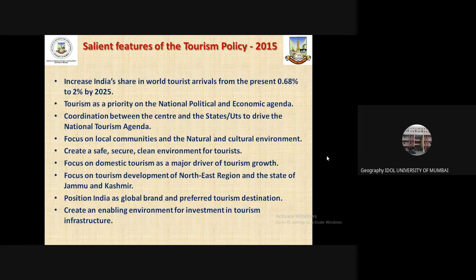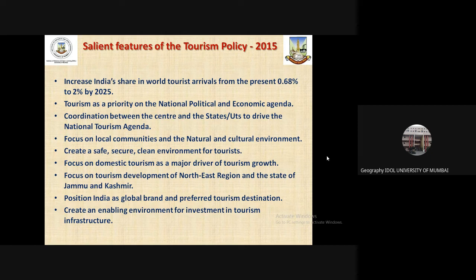In 2015, the new tourism policy was introduced, and the objective was to increase India's share of world tourist arrivals from 0.68% to 2% by 2025. Tourism should be a major priority in the national and political economic agenda of a nation. Coordination between states and union territories to drive the national tourism agenda. Focus on local communities and natural and cultural environments so as to preserve natural and cultural traits. Create a safe, secure, and clean environment for tourists.